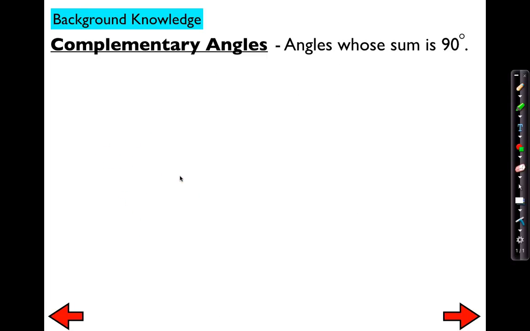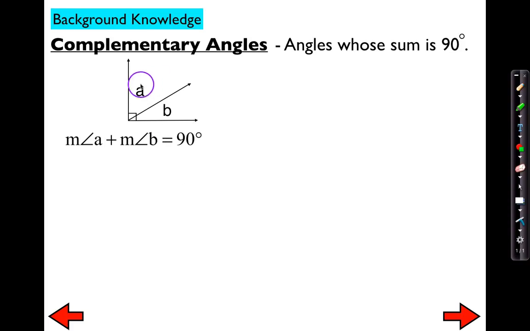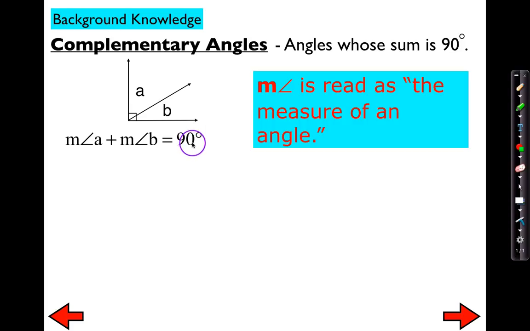Complementary angles are angles whose sum is 90 degrees. If you don't remember, 90 degrees is basically a right angle. So here I'm going to consider angle A and angle B to be complementary. Why? Because they add up to 90 degrees. When you see this symbol m and an angle, it's read as the measure of angle whatever. So in this case, the measure of angle A plus the measure of angle B equals 90.